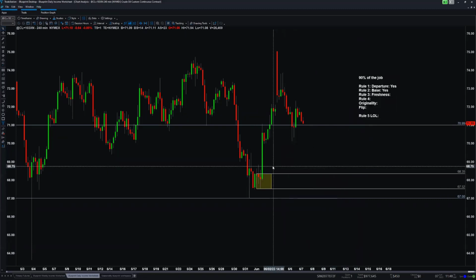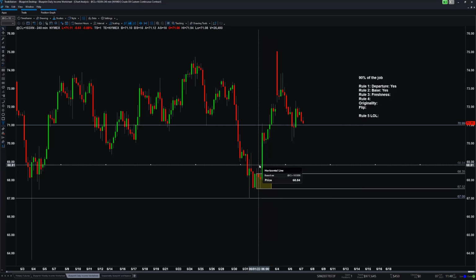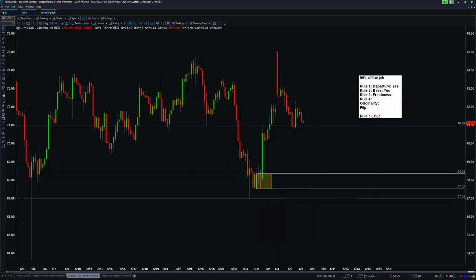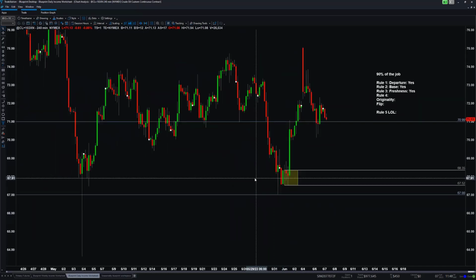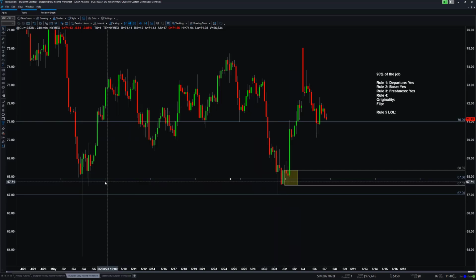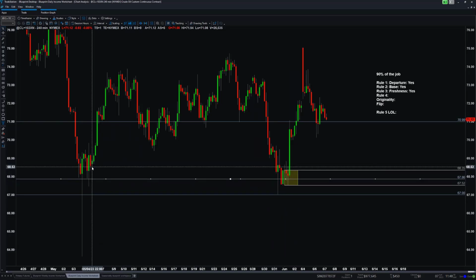Is it fresh? Let's test that. I'm going to put a horizontal on the wider version on the highest wick of the base. In this case, has price ever tested this area? No, right? Price has never been there. So this is completely fresh. Freshness, I look to the right. This is completely fresh. So freshness, yes. Originality. Let's check that. Let's look to the left. I'm looking to the left. Okay, here I may have something.